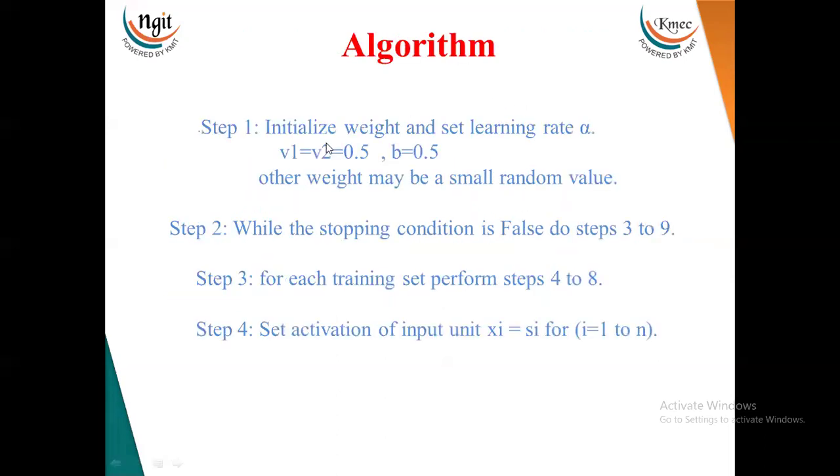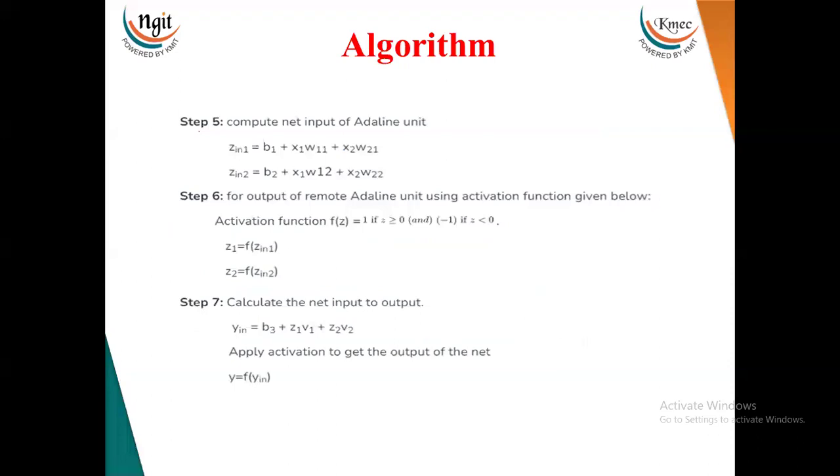So for the algorithm, first we will initialize all the weights and the learning rate as 0.5. It should not be 0. The stopping conditions are as we see from step 3 to 9, and the training steps 4 to 8. So we are setting the activation for input as xi equal to si, for i equal to 1 to n. Now we are computing the net input of the Adaline.